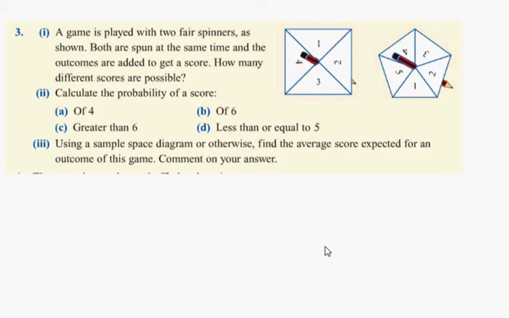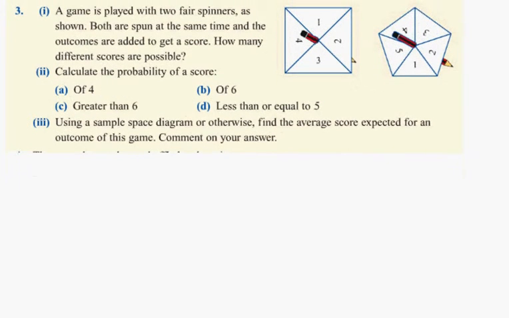What we have is the game is played with two spinners as shown. Both are spun at the same time and the outcomes are added together to get a score. How many different scores are possible?